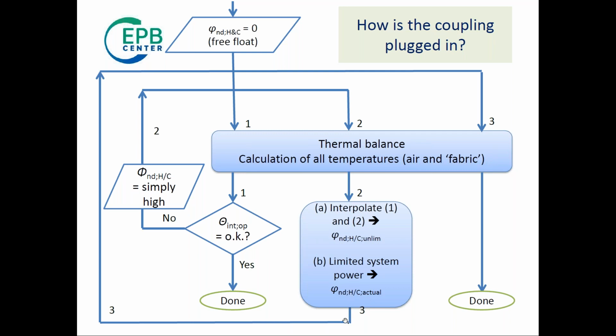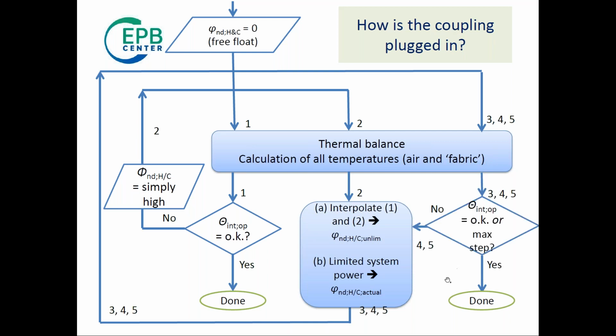In any case, with the given heating or cooling needs, you have to do a third run, because if you changed the heating needs, then you also change the temperatures in the building, not only the air temperature, but also the temperature of the fabric of the building, all the constructions. So you do a third run, and then you're done. You have the energy needs and you have the temperatures for the building.